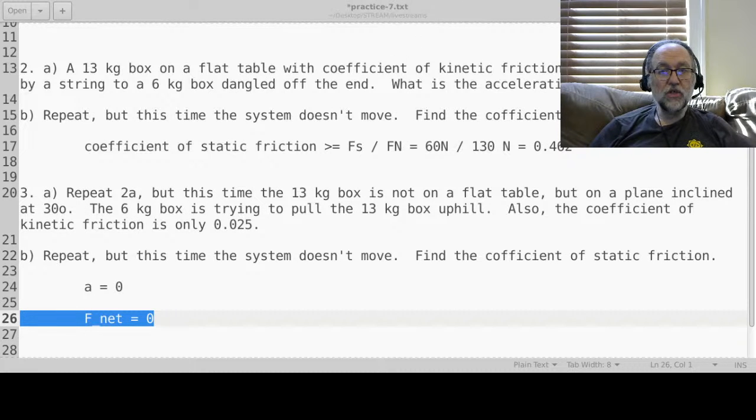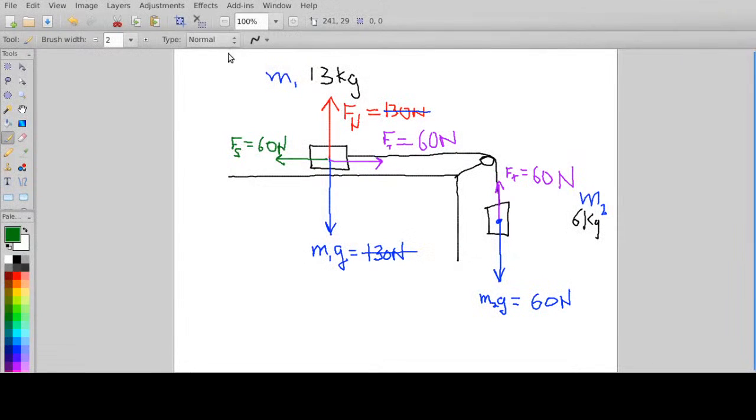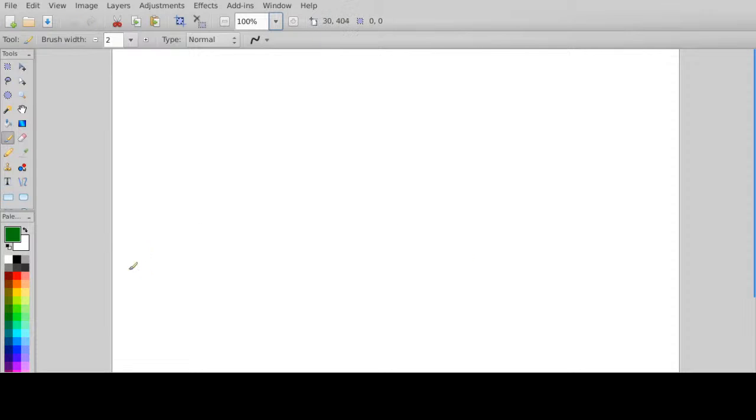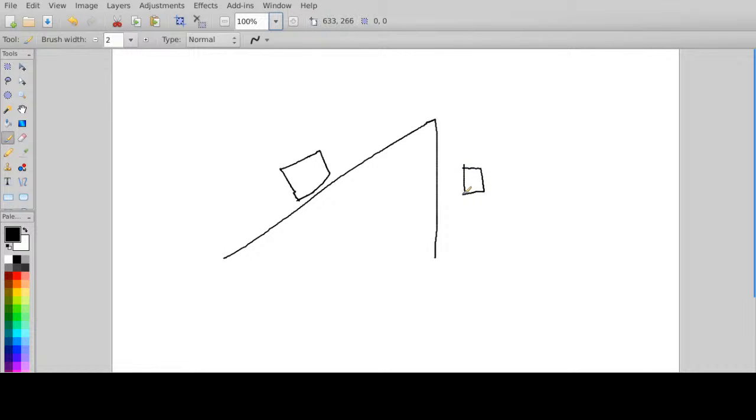Let me see if there's any questions in the chat. Nope, we're doing good. All right, so let me switch to the other whiteboard, and there we go. We'll start over. Draw the picture from the beginning. There is the inclined plane like this, and there is the 13 kilogram box like that. I'm terrible at drawing. All right, like that. And here is the 6 kilogram dangling, and we have a rope which comes around like that.